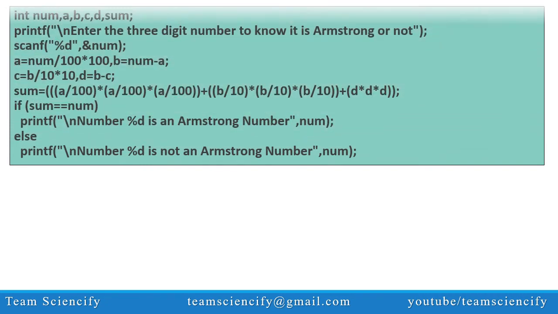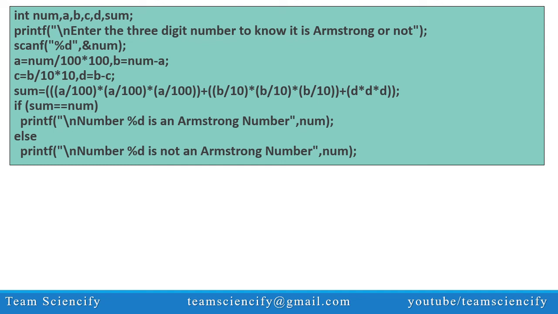Let's move on to the second example of the if-else statement. Students, now we will see one example of an Armstrong number. An Armstrong number of 3 digits is an integer such that the sum of the cubes of its digits is equal to the number itself. In this particular example, we will see how to identify a number as an Armstrong number using the if-else statement. In this example, we have initialized 6 integer type locations with names num, a, b, c, d, sum. Then we have used the printf statement to ask the user to enter a 3-digit number to know whether it is an Armstrong number or not.